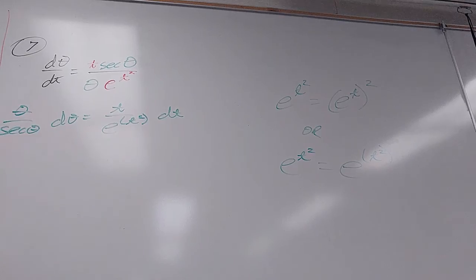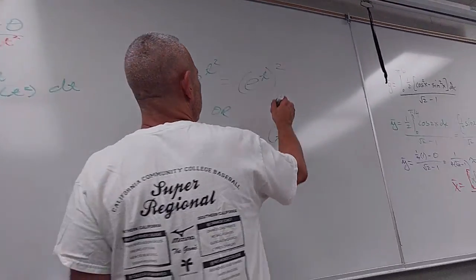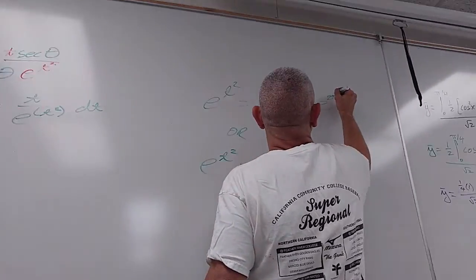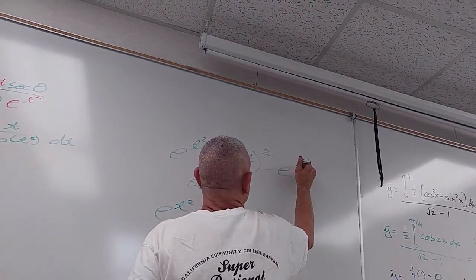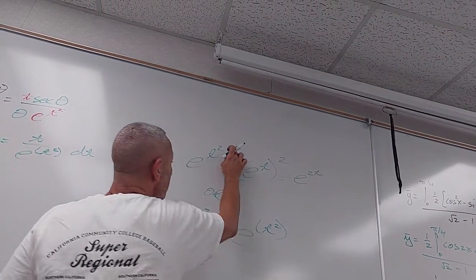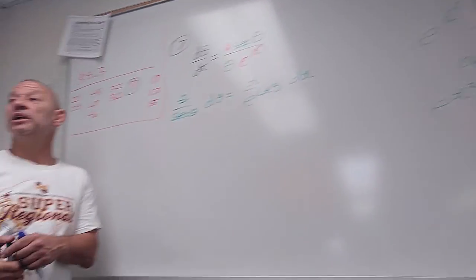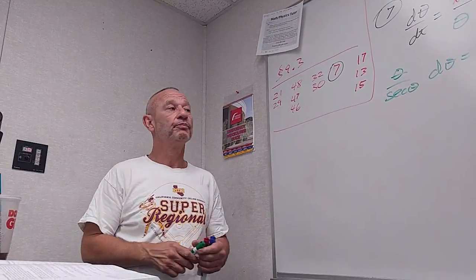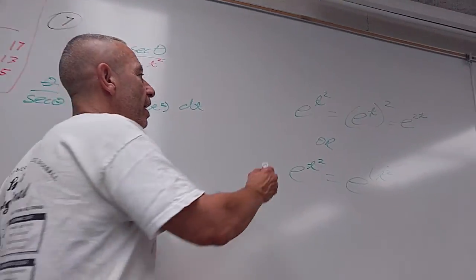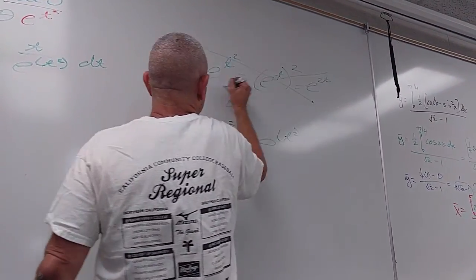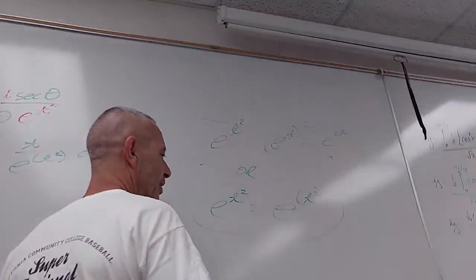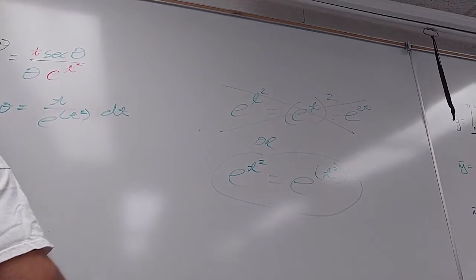Because the first one is e to the 2t. Clearly 2t and t squared are different powers. Plug in t equal 3 and you see you have something different there. So this is out, and this is in.